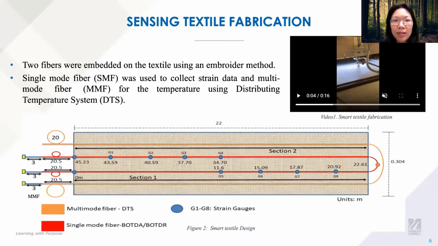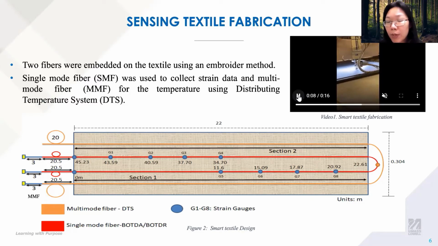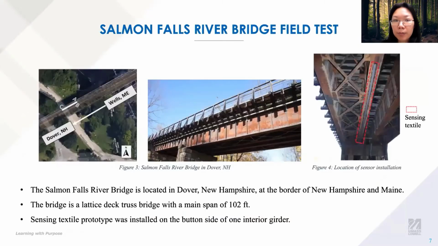Now, how do we make this sensing textile? In collaboration with Xingwei, we embed 2 optical fibers in the sensing textile using an embroidery machine. This video shows how the embroidery machine works when embedding the fiber into the textile. In this design, we use 2 kinds of fiber. One is a single-mode fiber for the strain data collection, and the multimode fiber, indicated in orange, is used for temperature monitoring by the DTS. We could design different patterns in the future based on different application environments.